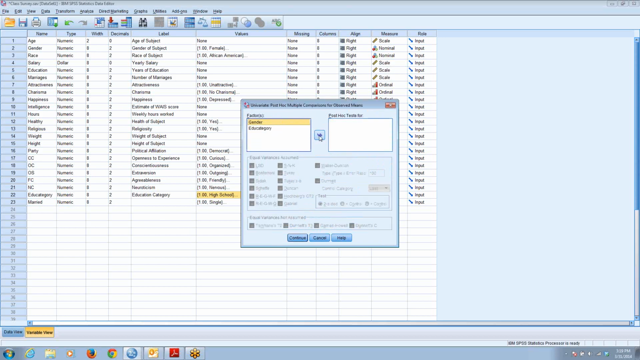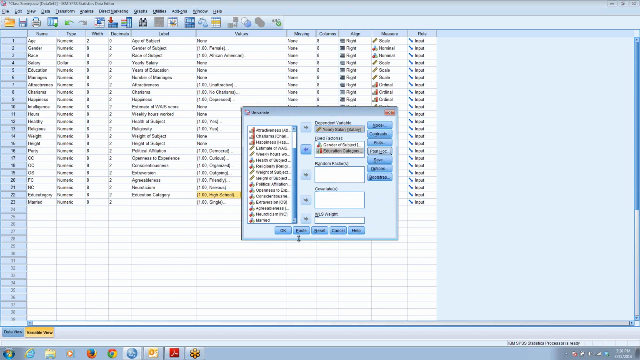For post hoc tests, just look at the means in each category to see if they're significantly different. There are a lot of possible post hoc tests that you could use. Let's just use LSD, which stands for least significant difference. Okay, and then we'll hit OK.